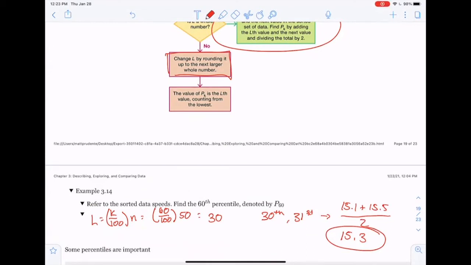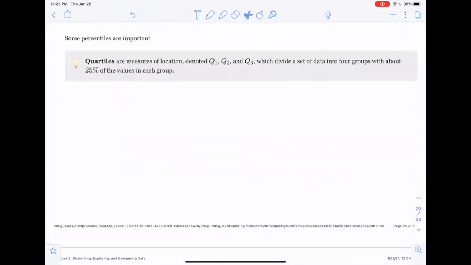We're not going to do another example of this per se, because we're going to introduce another topic that deals with percentiles, and it will give us more practice at this. So why are percentiles important? Percentiles give us a really important value called a quartile. Quartiles are measures of location, and there are 3 of them. We denote them Q1, Q2, and Q3.